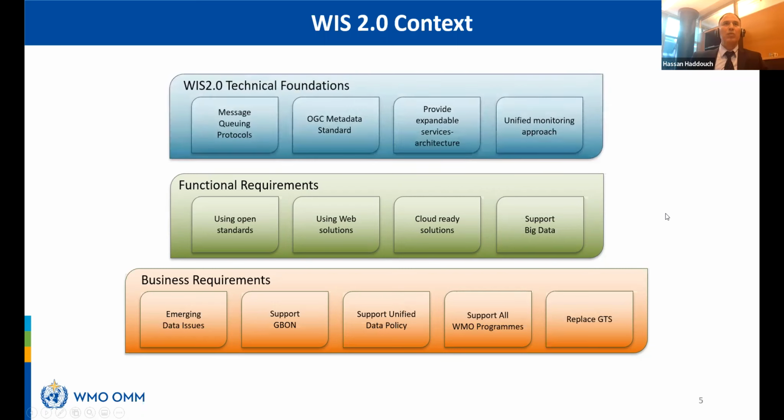And that leads also to the WIS 2 technical foundation based on the use of the message queuing protocols, these publish-subscribe protocols, which are one of the important protocols used by Internet of Things. And in WIS 2, we adopt these protocols. And we are using also for metadata this OGC metadata standard. We learned from WIS 1 and we developed a new catalog for WIS 2, which will be flexible and simple. And also we'll provide expandable service architecture and unified monitoring approach for WIS 2.